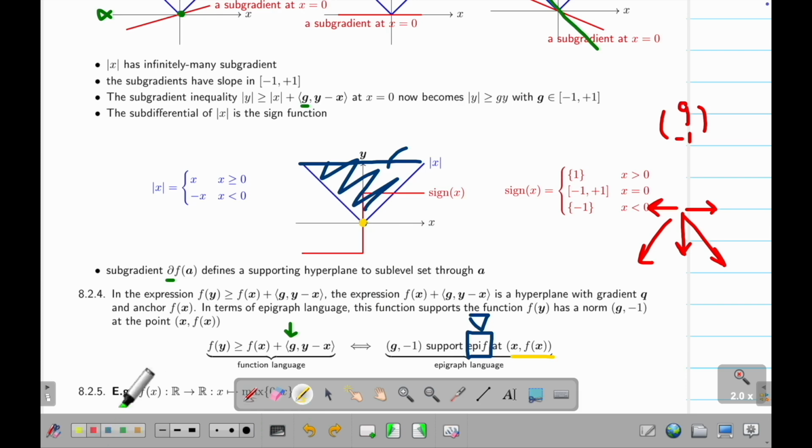So in other words, I have something you have seen. I have a normal cone. This is the normal cone. What does it mean? Any arrow pointing into this triangle, its x coordinate is a subgradient.